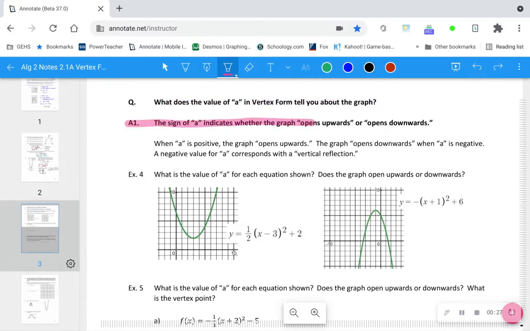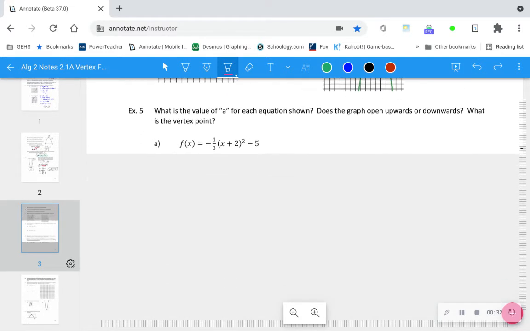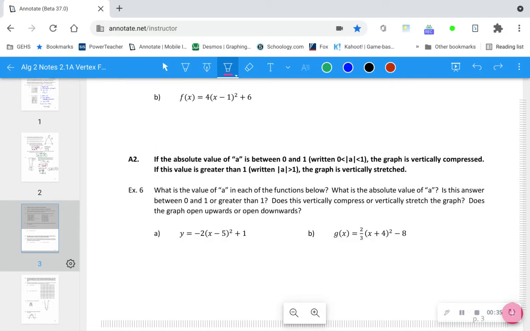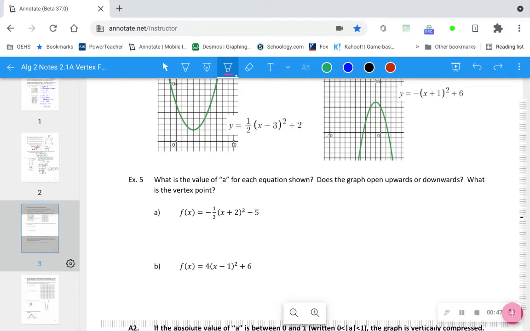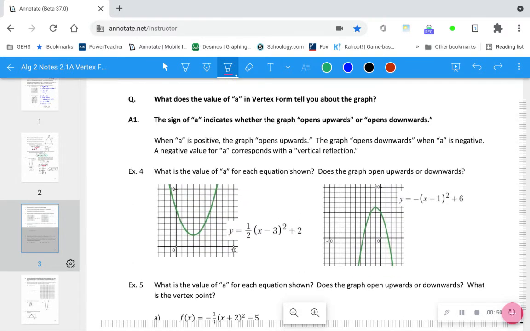There's going to be a three-part answer. The first part is right here. It tells you whether it opens upwards or downwards. And then we're also going to learn whether A gives a clue as to whether it's vertically compressed or stretched. So it'll tell you that. And then on the next page, which will probably be a separate video, we're going to answer the third part of the question: can you use A to help you draw the graph, at least the part near the vertex? And the answer is yes, and I'll show you how.